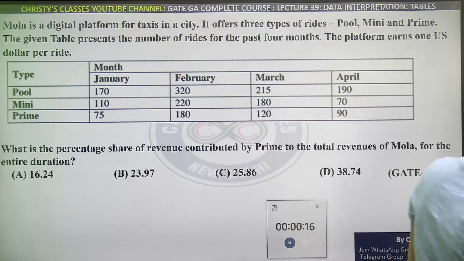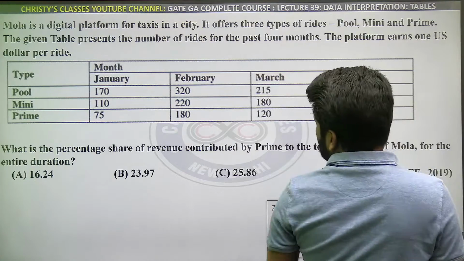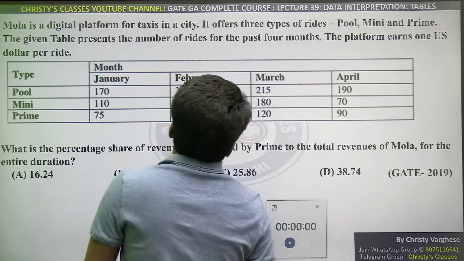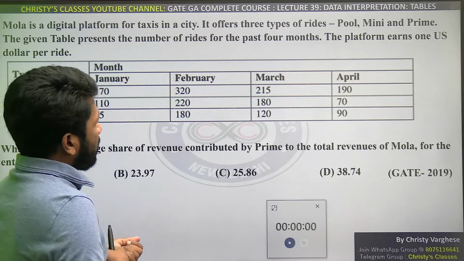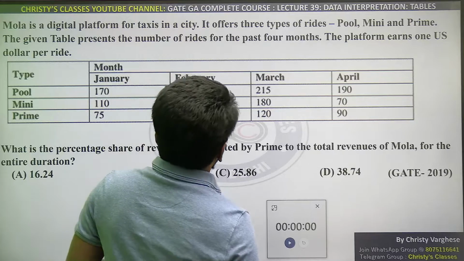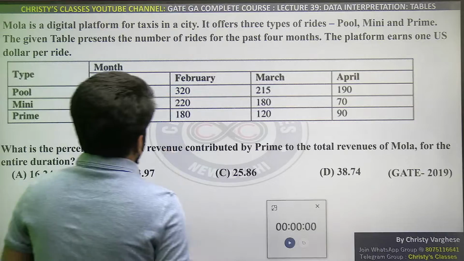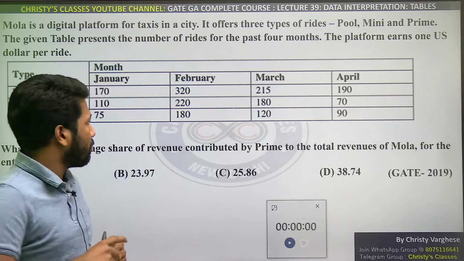So question says Mola is a digital platform. Yeah, you can compare it with maybe Ola. That is what they are comparing to. So Ola or any company you can consider. So here Mola is a digital platform for taxis in a city. It offers three types of rides: pool, mini and prime. The given table presents the number of rides for the past 4 months. The platform earns $1 per ride. One ride है तो $1.